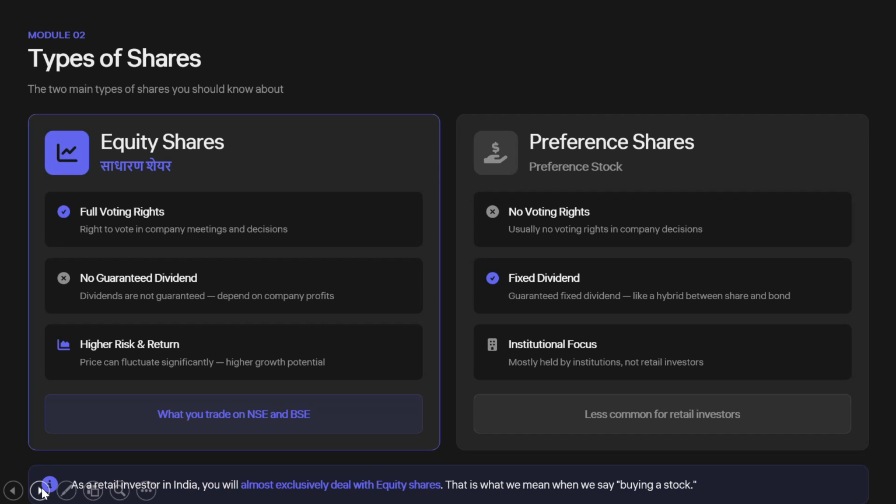Preference shares give you a fixed dividend, like a hybrid between a share and a bond, but they usually have no voting rights and are mostly held by institutions, not retail investors. As a retail investor in India, you will almost exclusively deal with equity shares. This is what we mean when we say buying a stock.